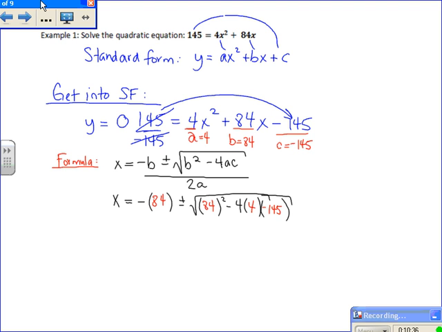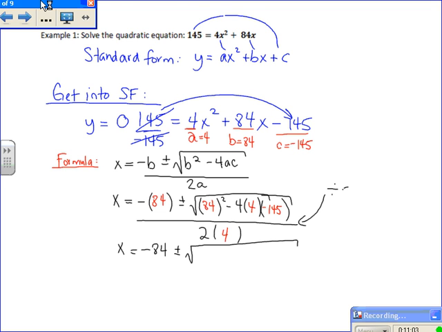Okay, all of that's going to be divided by, that's what this sign means, divided by 2 times a, and again a is 4. So let's go ahead and just simplify our math, and then we can solve for x, and we may get 1 or 2 values here for x.